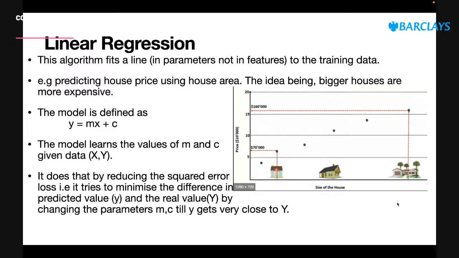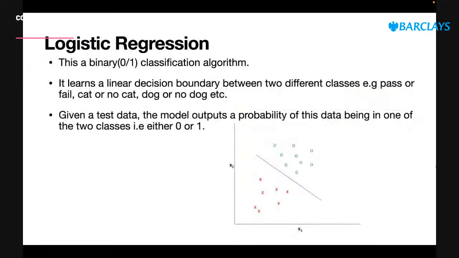Suppose in future one of my friends buys a super bungalow, which is extra large. From here we can predict the value will be around 16 to 20. It will just fit it over here and say that the price will be around 20. This is how linear regression works.